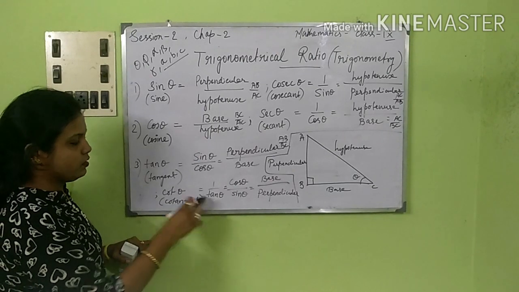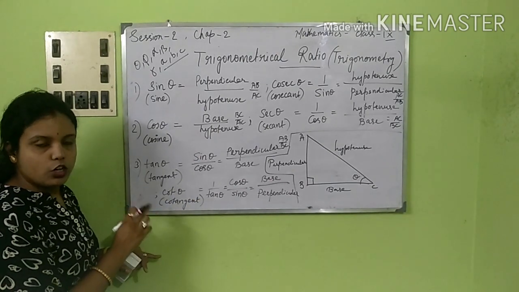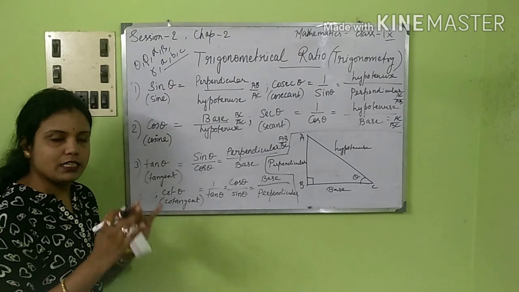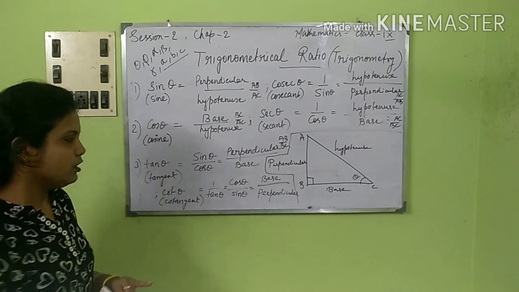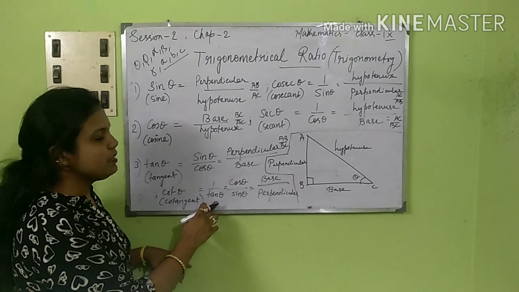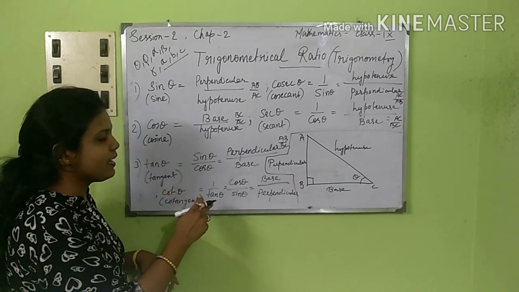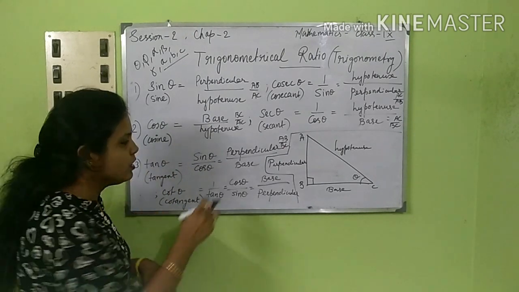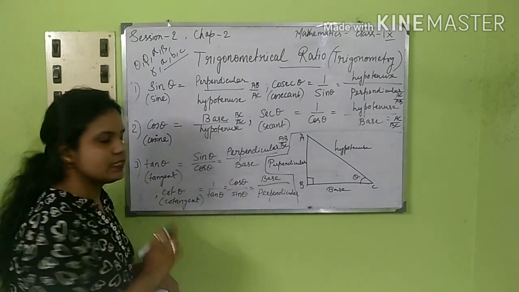Next, the reciprocal of tan theta will give you cot theta. Cot theta is also known as cotangent. So 1 by tan theta means what? 1 by sine by cos, right? That means cos will go up in the numerator. You are getting cos theta by sin theta.